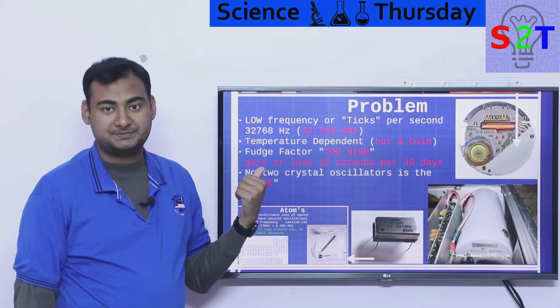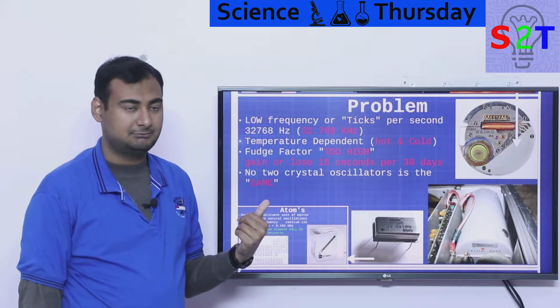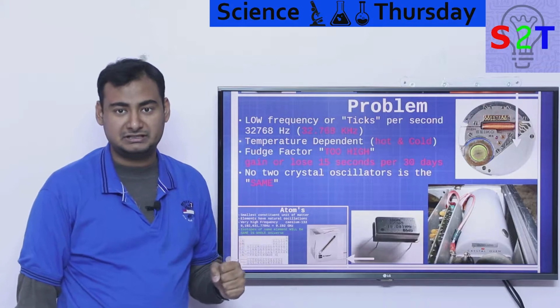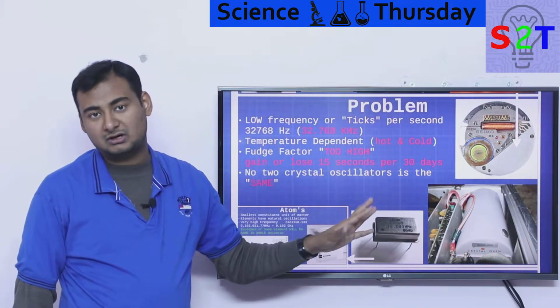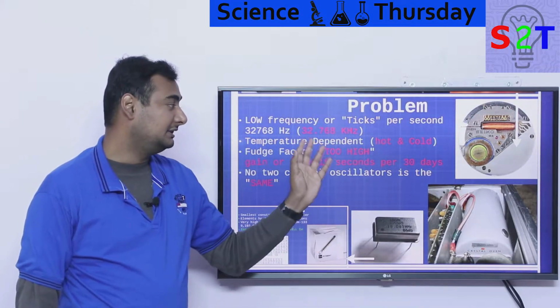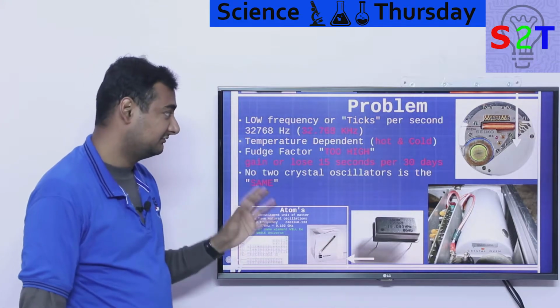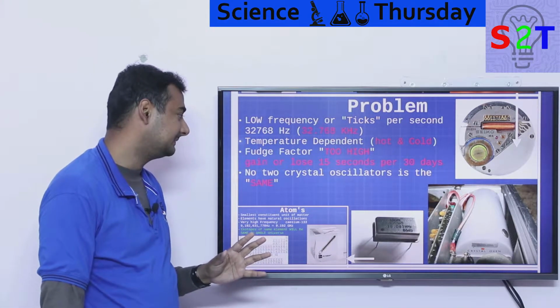Then we come to the core aspect of why it's not very popular. It's simply because it's temperature dependent. Basically if you go hot, it will change its frequency. You make it cold, it will change its frequency. It's very dependent on the outside environment.